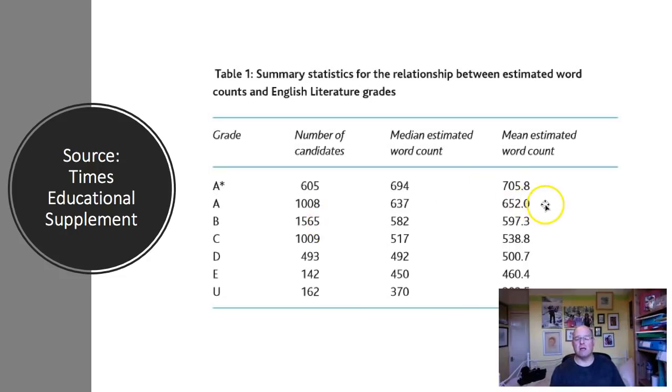For an A grade, candidates on average had to write 652 words. For a B grade, roughly 600. For a C grade, roughly 540. For a D grade, 500. An E grade, 460. And a U grade, 384. So what does that mean? Well, that means that's how much you've got to write in about 45 minutes. That's typically what a literature question takes.